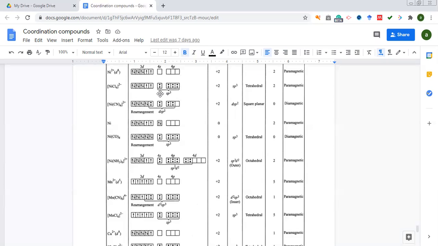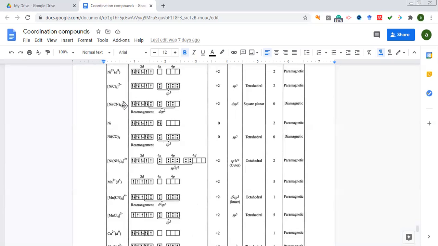You know that. And next, in the outermost shell, we can explain another property, that is paramagnetism, or magnetism. In the outermost shell, how many unpaired electrons does it have? Two unpaired electrons. A complex which has one or more unpaired electrons is paramagnetic in nature.